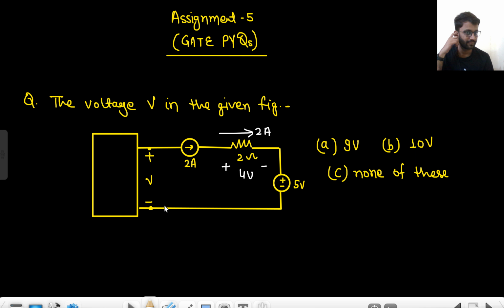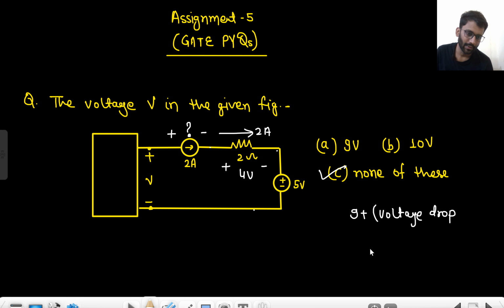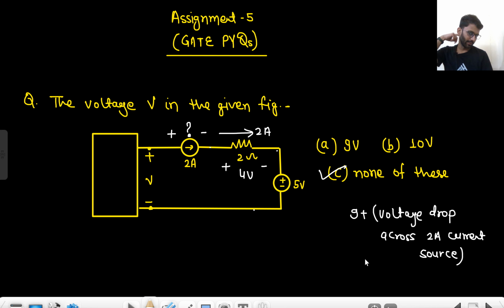9 volt? No. Why so? Because you don't know the voltage drop across this current source. The answer would be none of these, because you don't know the voltage drop across the current source. You know, if this is 0, this will be 5, this will be 9. But do you know the voltage drop across this current source? No, you don't. So your final answer would be none of these. Your answer would have been 9 volt plus the voltage drop across the 2 ampere current source. Right? This should be your final answer.